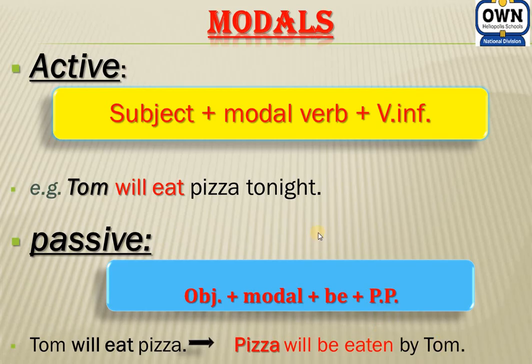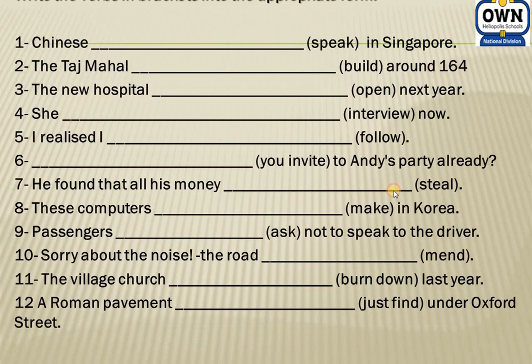If you want to change will to can or must, it's the same. Can be eaten by Tom, must be eaten by Tom, might be eaten by Tom, or is, are, or am going to be eaten by Tom, the same.